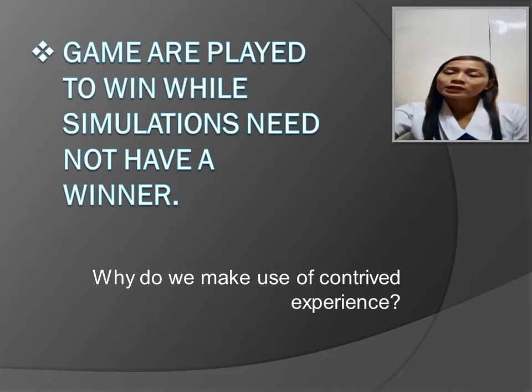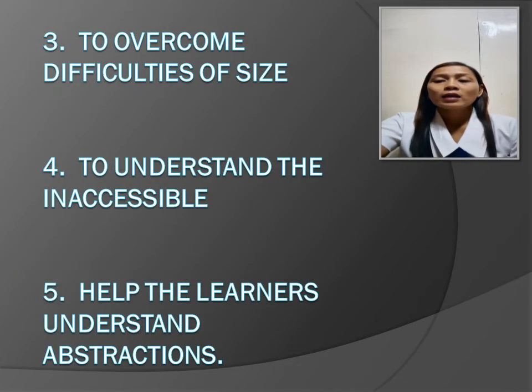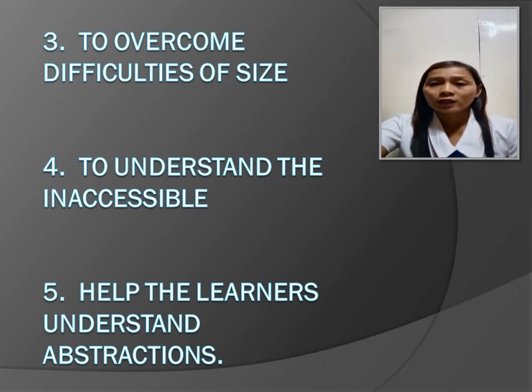And why do we make use of contrived experiences? In contrived experiences, we use models, mock-ups, specimens, and objects to overcome limitations of space and time and to edit reality, so that we are able to focus on parts or a process of a system that we intend to study. Or to overcome difficulties of size, to understand the inaccessible, or to help the learners understand abstraction.